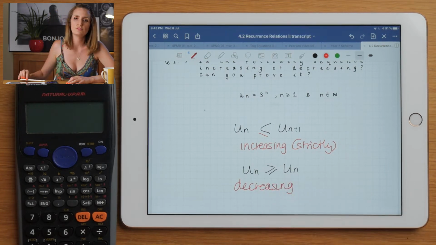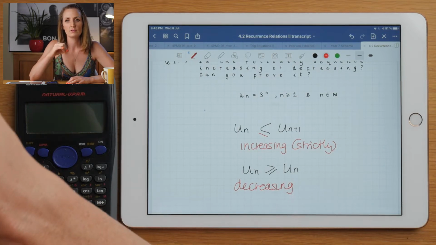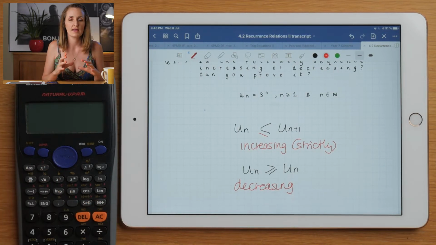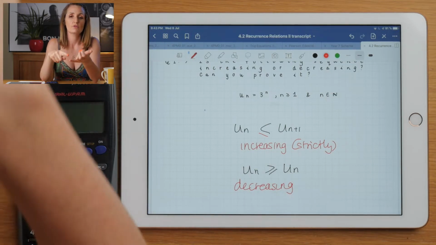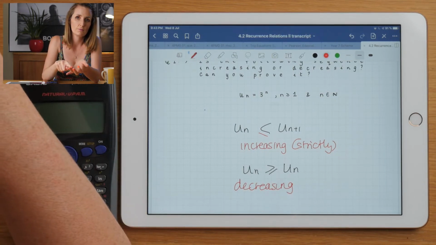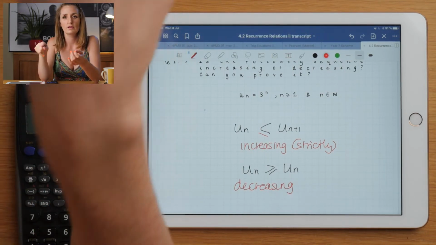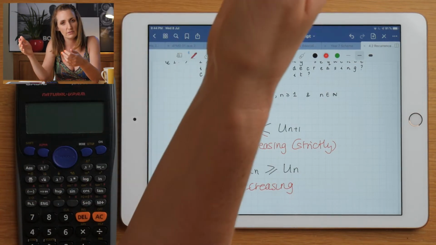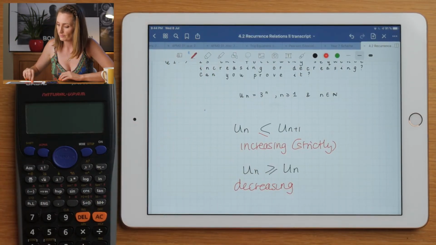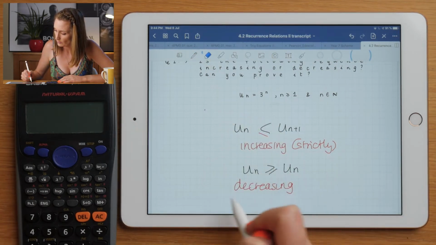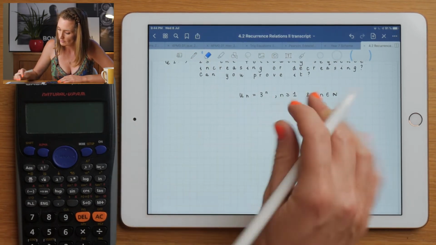Now, this can't just be true for some of the values of n. This has to be true for every single term in the sequence. It always has to be the case that if a sequence is getting bigger, the next term is always bigger than the previous term. So the fifth term is bigger than the fourth term. The sixth term is bigger than the fifth term. The seventh term is bigger than the sixth term, etc., etc. So forever. So that's the tip that we're going to use to see if the sequence is increasing or decreasing.